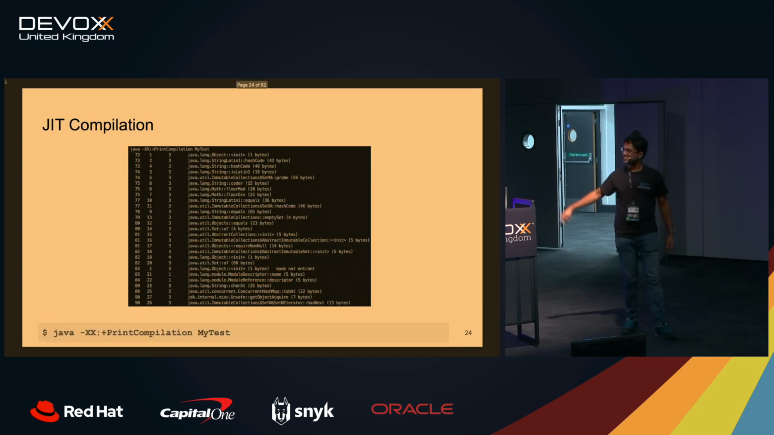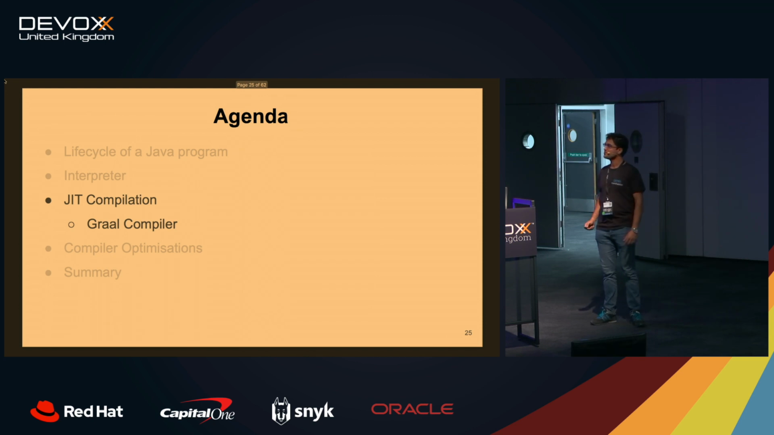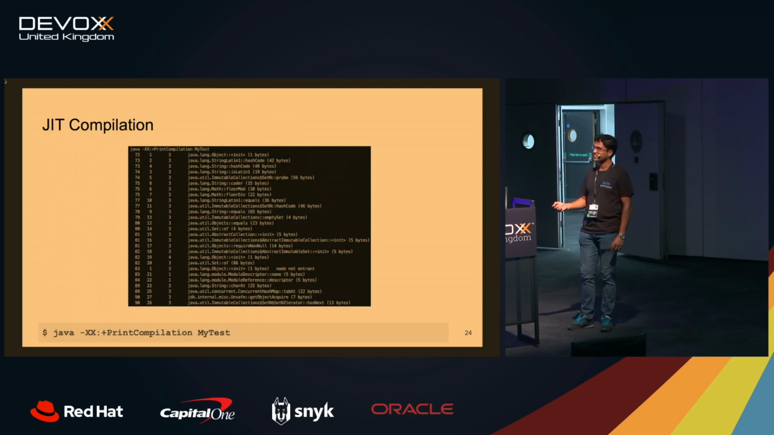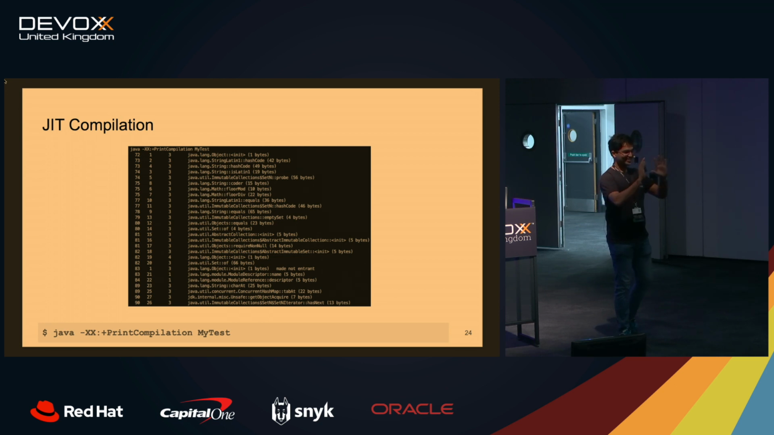Cool. So these are the methods that get JIT compiled, even if you execute this my increment method once. There is no my increment. My increment method, you were right, doesn't get compiled. But these are all the other methods that get JIT compiled.